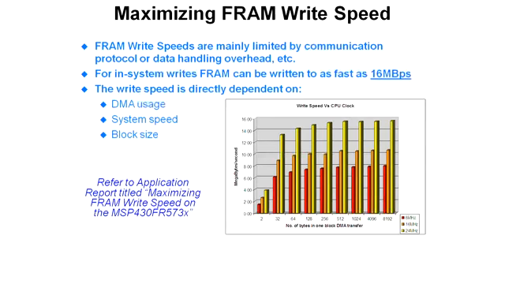To maximize the speed of FRAM writes, those write speeds are mainly limited by the communication protocol or the data handling overhead rather than the FRAM itself. For in-system writes, the FRAM can be written to as fast as 16 megabytes per second. The write speed is directly dependent on whether or not you're using the DMA, the system speed, and the block size. You can see in the graph below the megabytes per second versus the number of bytes in a single block transfer. It all basically tops out at around 16 megabytes per second.